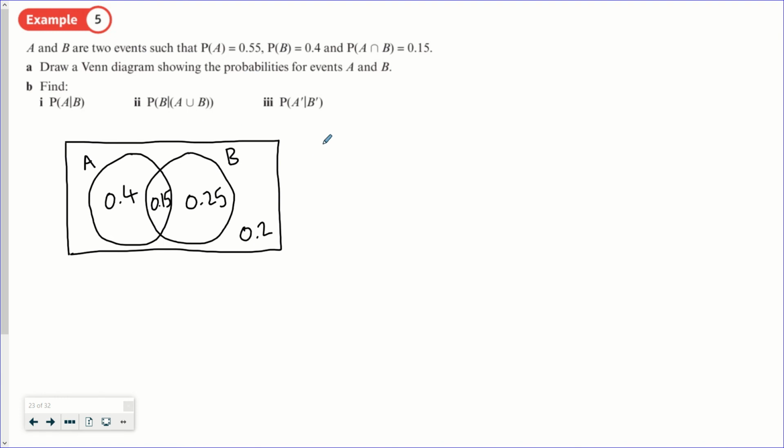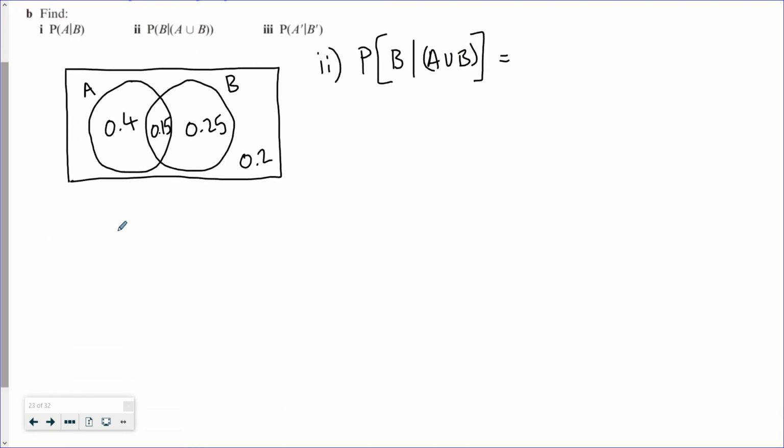In part 2, we're asked to find this quite complicated looking probability. It's the probability that B happens given that we know A or B has happened. So let's think about it using the Venn diagram first before we use the formula. We need to work out our restricted sample space, because we know we're only worried about the region where A or B has happened.